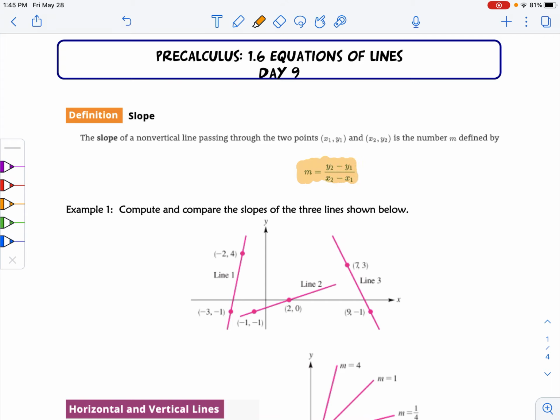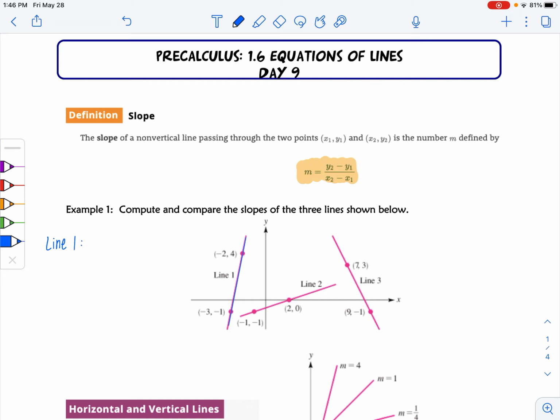y2 minus y1 over x2 minus x1. Just like with the distance formula and midpoint formula, it does not matter which point you call x1, y1 or x2, y2, as long as you keep them consistent. So let's find the slopes of these lines. Line 1 is right here. I'll make it blue.